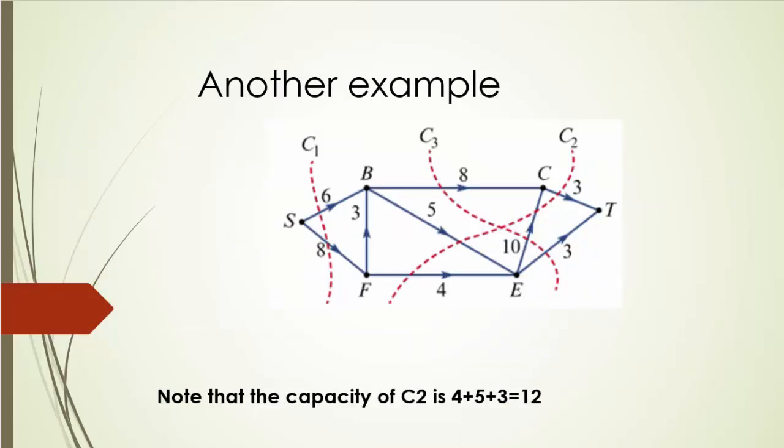Here's another example. Cuts are already on there, some of them anyway. The capacity of C2 has been given, and pointing out that this one is 4 plus 5, both going in towards E. We can't count anything coming out of E because we've counted everything going into E, but we do count the 3 up there, which has gone via B, so 12. Just another example of where you don't count some of the numbers.